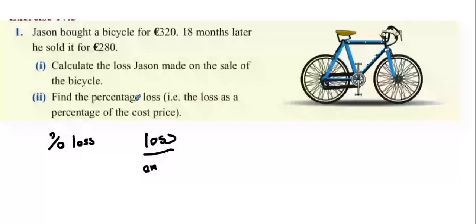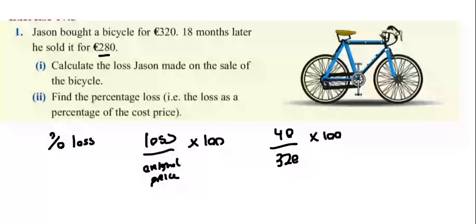Oh, sorry, calculate the loss you made. So the loss would be 320 take away 280. So loss divided by original price, multiply by 100. So your loss is €40, divided by your original amount, multiply by 100.